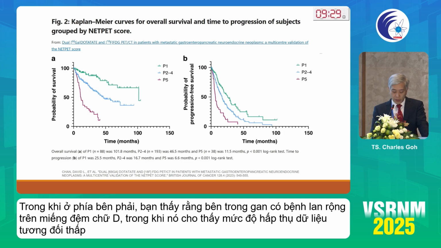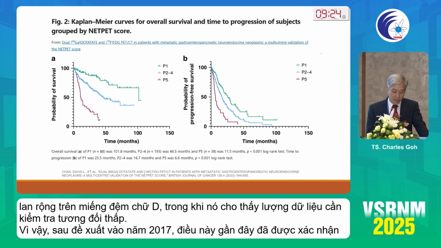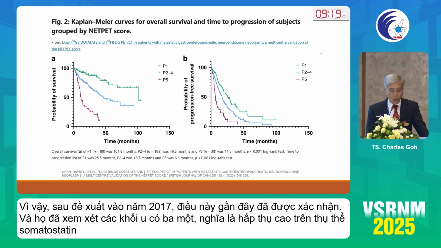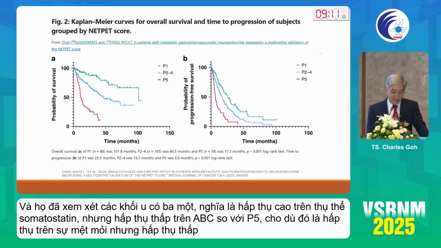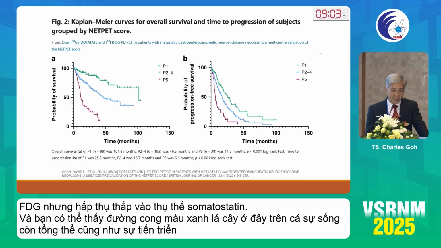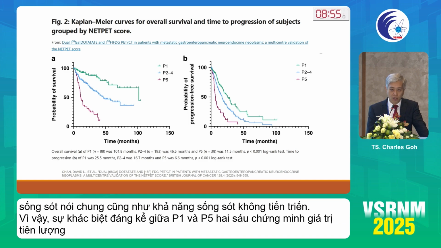So after the proposal back in 2017, this was recently validated, and they looked at the tumors that have a P1, which means high uptake on somatostatin receptor PET but low uptake on FDG, versus P5, where there is uptake on FDG but low uptake on somatostatin receptor. And we can see the green curve here on both the overall survival as well as progression-free survival shows a significant difference between the P1 and the P5 cases, proving the prognostic value of dotapeptide PET combined with FDG PET in these patients.